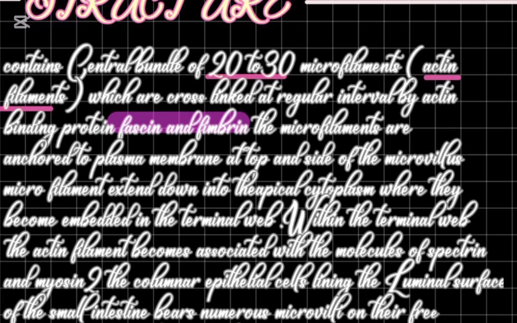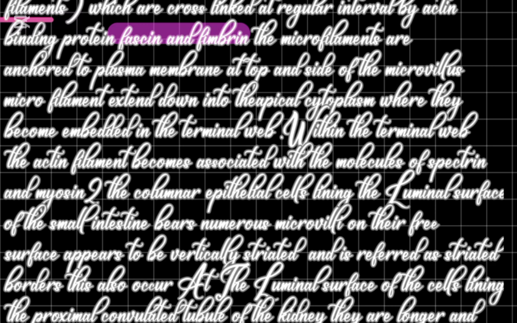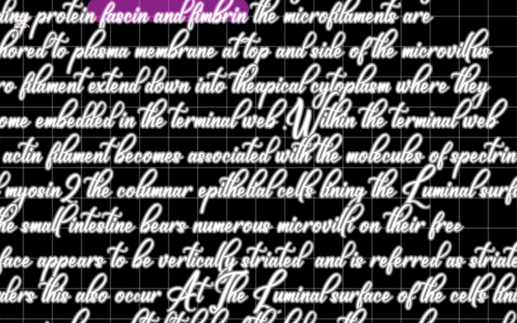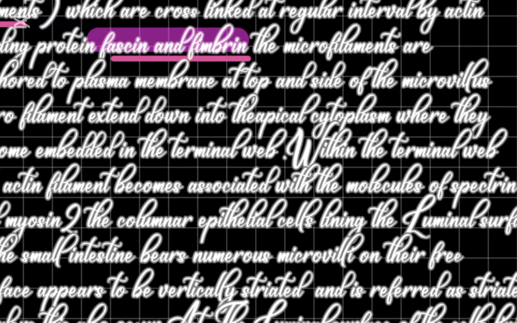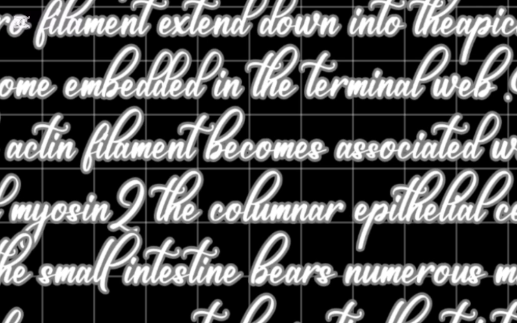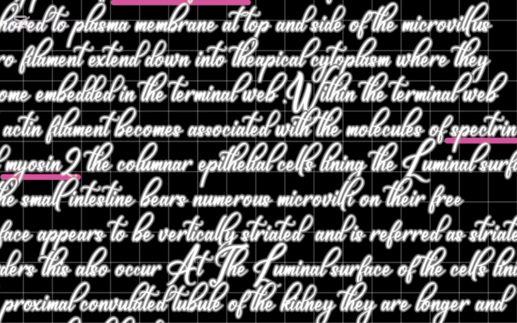Okay, now coming up to the different one. At the top and side of the microvillus, microfilaments extend down into the apical cytoplasm where they become embedded in the terminal web. Within the terminal web, the actin filaments become associated with molecules of spectrin. Now you see over here, we were binding the actin with fimbrin and fascin, but in the terminal web, the actin filaments are associated with spectrin, not with fascin or fimbrin, because the actin filaments are associating with myosin 2 this time, not actin filaments to other actin filaments.